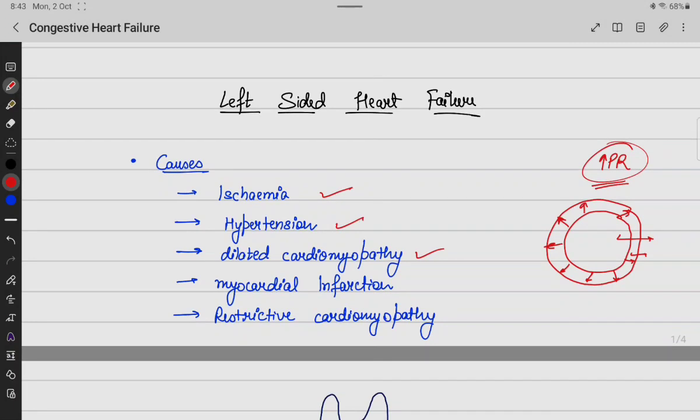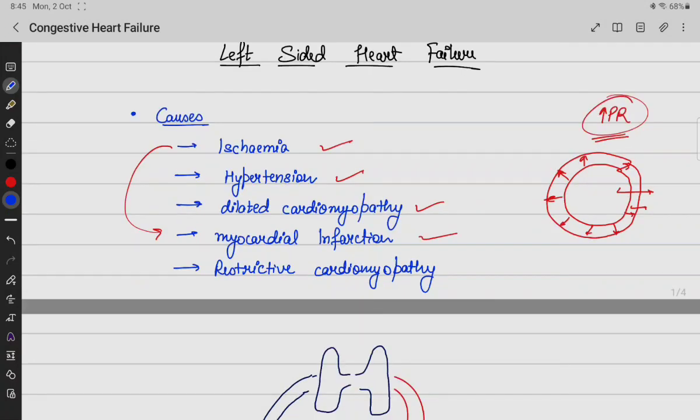Then we have myocardial infarction. Ischemia can cause myocardial infarction if the coronary arteries, let's say, get a thrombotic embolism, or the atherosclerotic plaque gets ruptured. Then it can lead to prolonged ischemia of the cardiac myocytes and subsequent necrosis, which can cause myocardial infarction. This myocardial infarction leads to death of cardiac myocytes, so they won't be able to contract and generate enough force to eject blood.